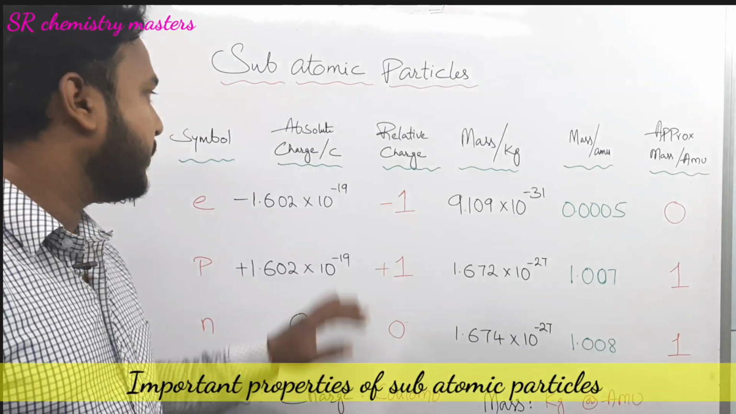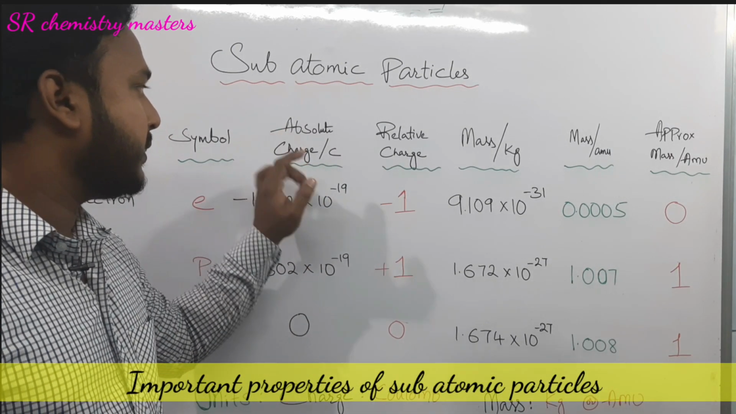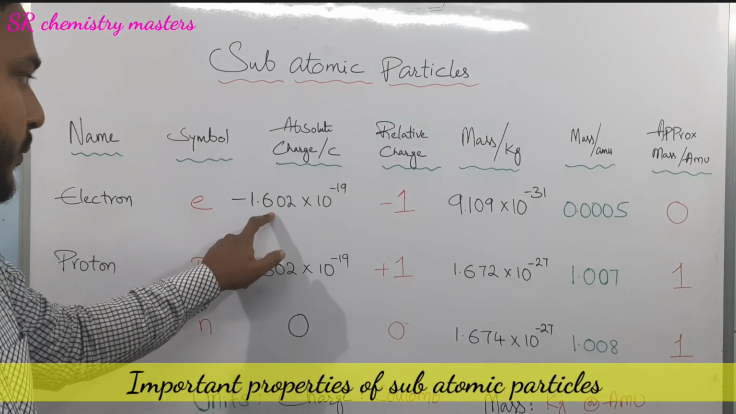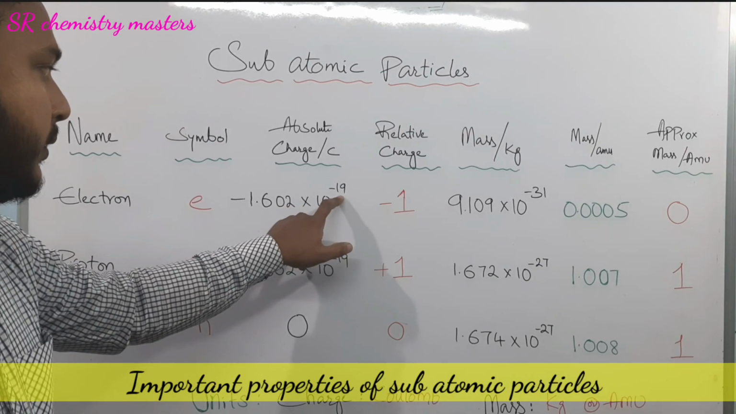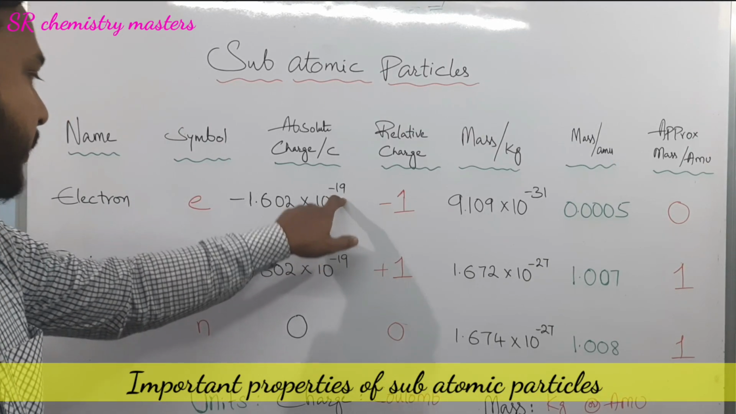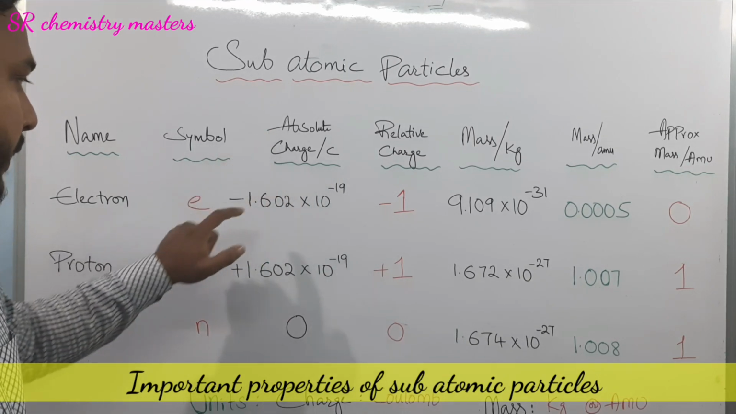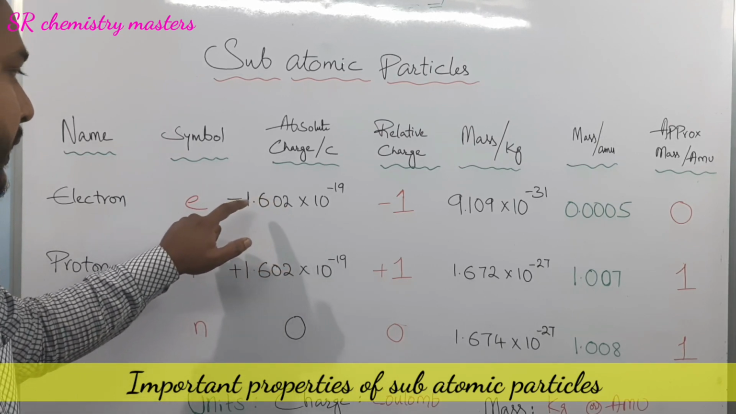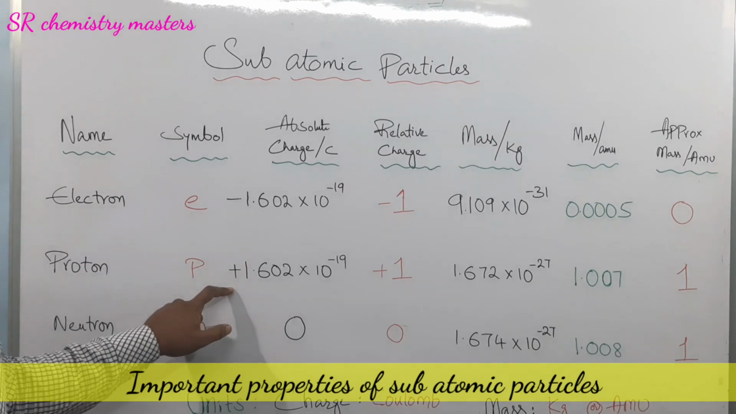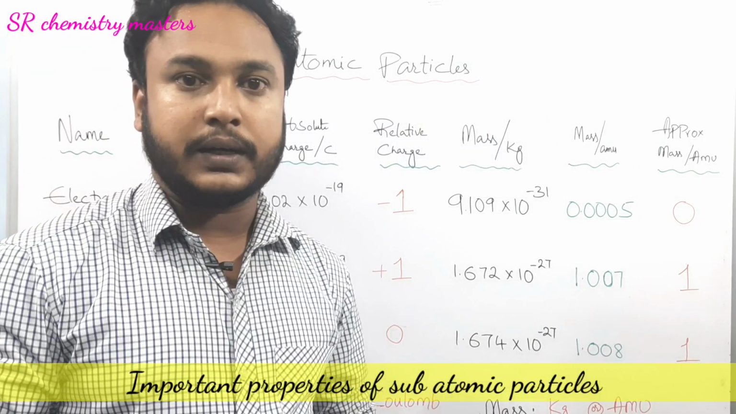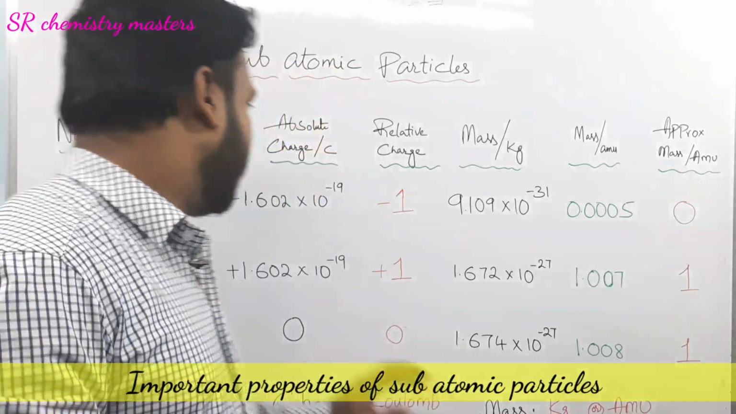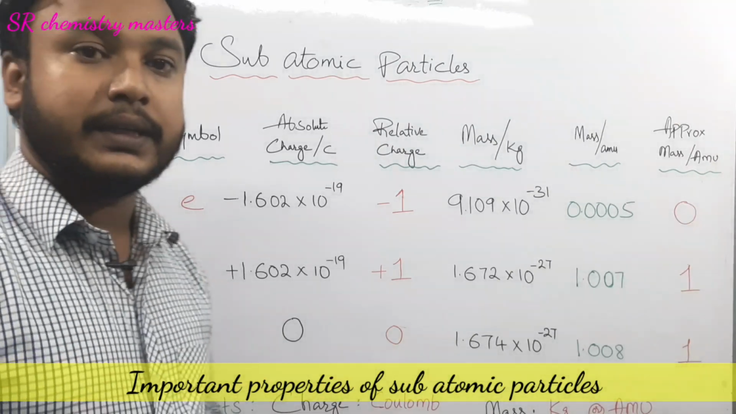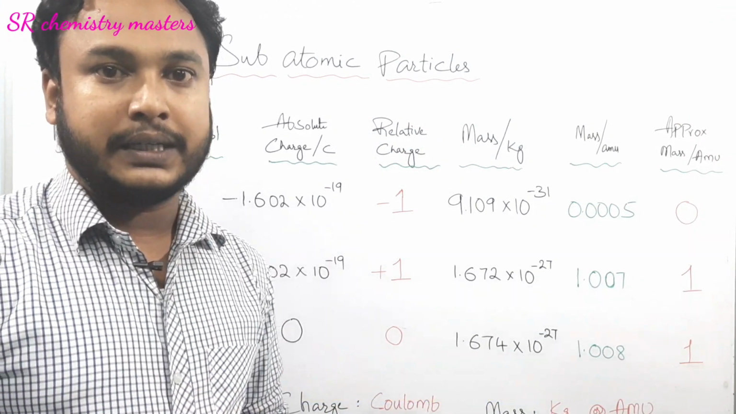Next comes the absolute charge. Absolute charge is measured in terms of coulombs. The absolute charge of electron is 1.602 × 10^-19 coulombs. Remember, the absolute charge of electron and the proton are the same in value, but they are different in terms of charges. The charge of proton is positive and the charge of electron is negative. And if you see the absolute charge of a neutron, it is 0, or else it is neutral. Neutron does not have any charge.